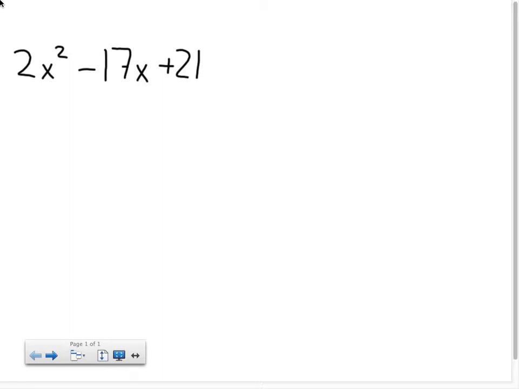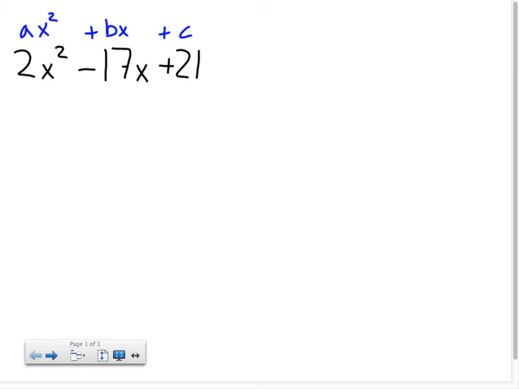Welcome to Factoring by Grouping Level 1. This trinomial is already written in standard form. Remember, you want to always write your trinomials in standard form before you begin to factor them. So what do I mean by standard form? What I mean is it's written ax squared plus bx plus c.